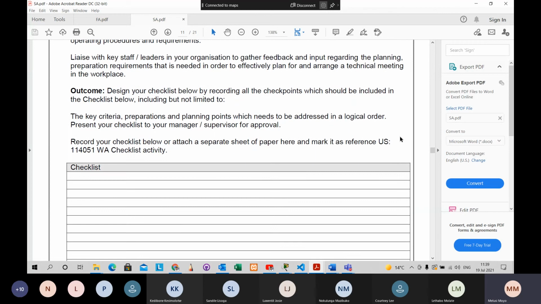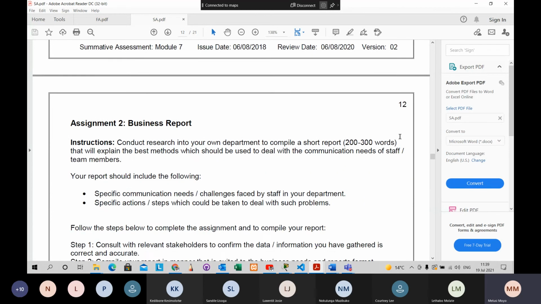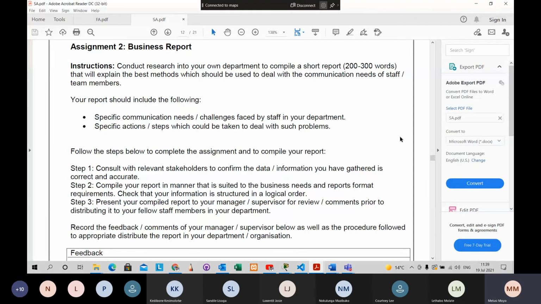Okay, if there are no questions, let me go to a business report. Conduct research into your own department to compile a short report, 200 to 300 words, that will explain the best methods which should be used to deal with the communication needs of staff team members. Your report should include the following: specific communication needs, challenges faced by staff in your department, and specific action steps which could be taken to deal with such problems.